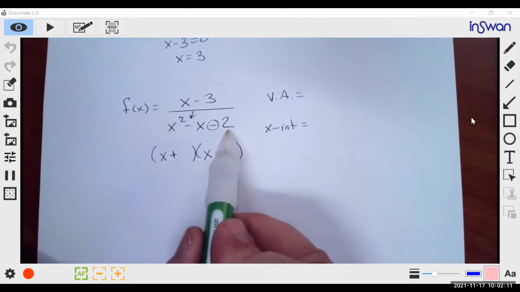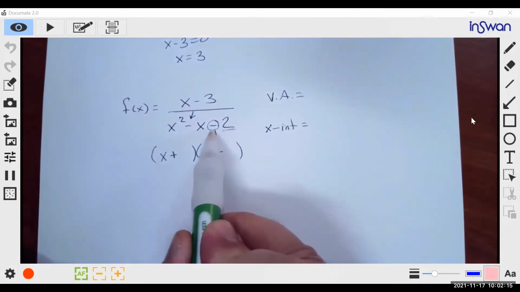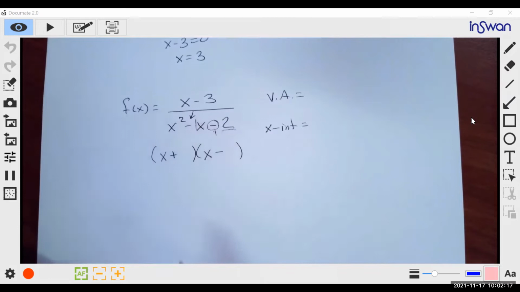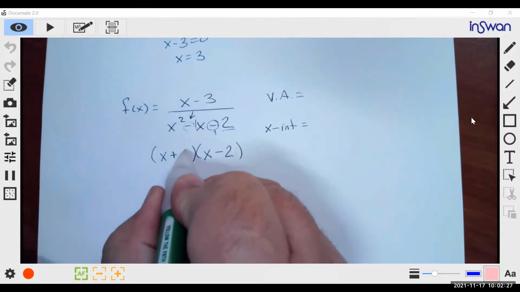Forget the signs. Now, what times what is 2? When you subtract them, you get 1. 2 times 1 is 2. 2 minus 1 is 1. So the 2 gets the negative. So it goes over here, and that one goes there.